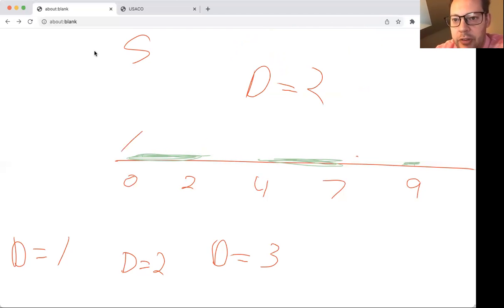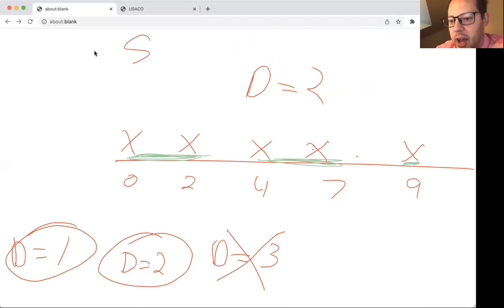then my first cow goes on 0. My second cow is going to go on 2. My next cow is going to go on 4. My next cow is going to go on 6. Next cow can't go on 7, so that's going to be the next cow on 9. D equals 2 works. So 1 worked and also 2 worked, but 3 did not. And that tells me that D equals 2 is the solution.